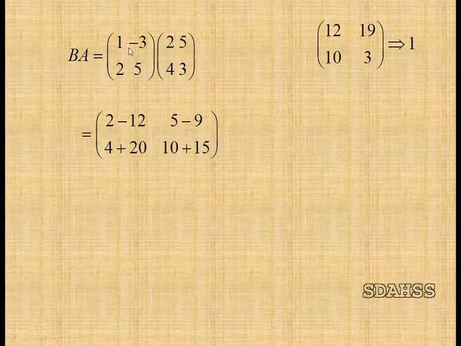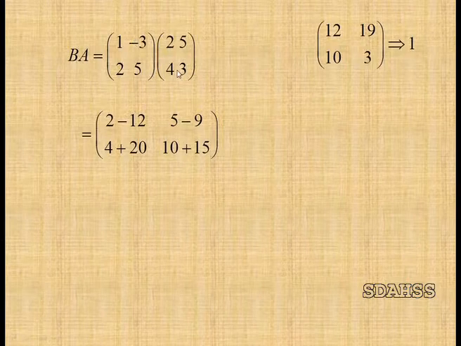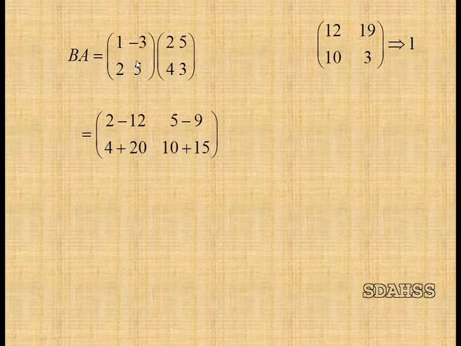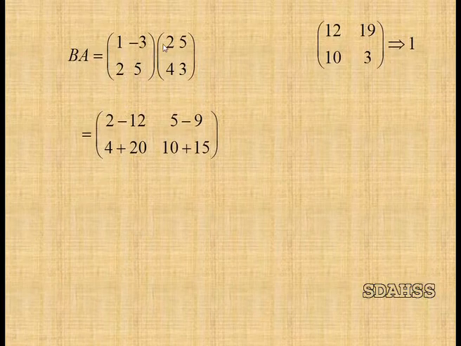Then you have 1 into 2, 2. 3 4s are 12, minus 12. Then multiply the second row and first column. Then you have 2 into 2, 4, plus 5 4s are 20.